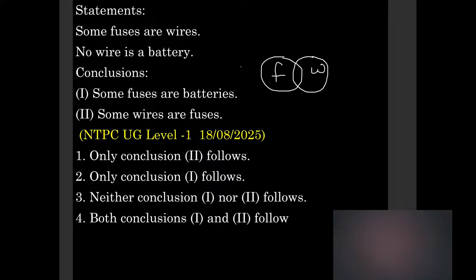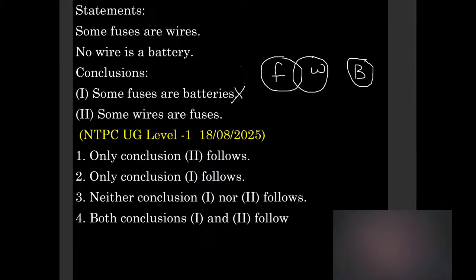Next one, no wire is a battery. So no wire is a battery means I'm taking battery separately. I'm not taking any intersection between wire and battery. Next one. The first conclusion says that some fuses are batteries. Some fuses are batteries means fuses and batteries are intersecting, but here both are not intersecting. So some fuses are batteries is wrong. The first conclusion is wrong.